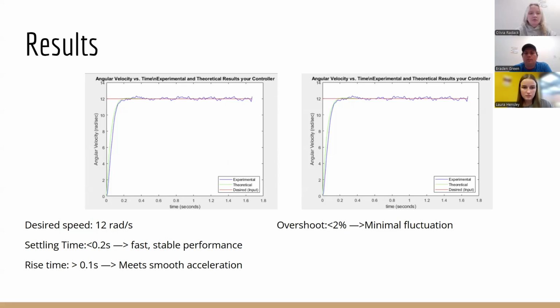The overshoot is minimal, staying well under the 2% limit, which shows that the controller responds smoothly without large fluctuations. On the right graph, the system settles very quickly, well under 0.2 seconds, which means that it meets the requirement for fast but stable performance. Overall, the PI controller did a great job in both simulation and real-life tests. The close match between the theoretical and experimental results shows that the system behaves predictably and reliably, even with real-world noise or small variations.